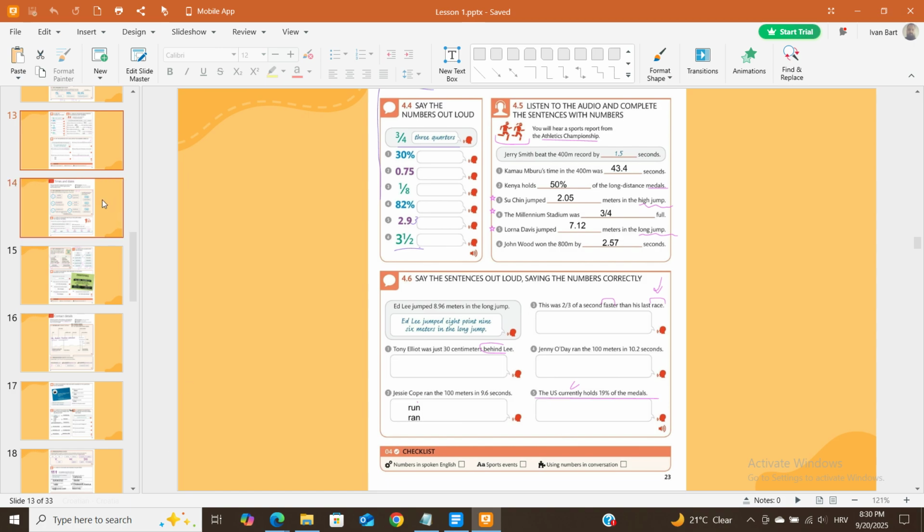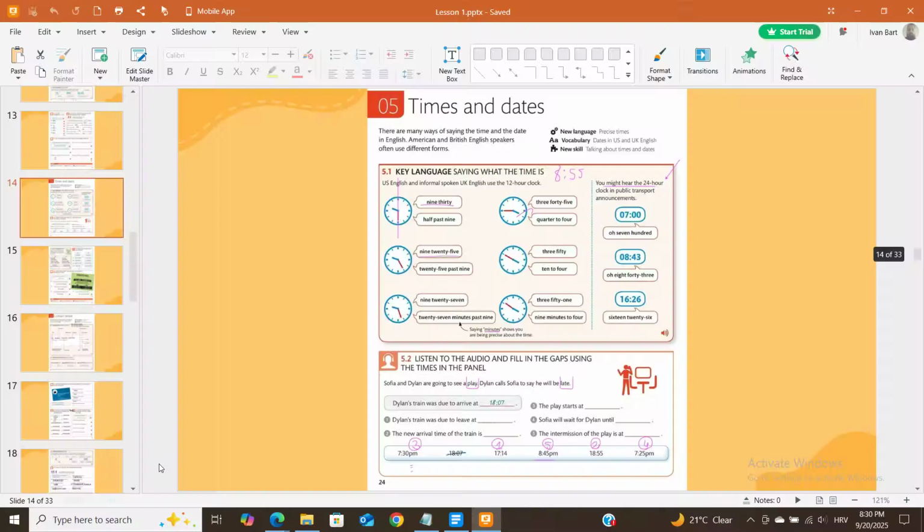There are many ways of saying the time and the date in English. American and British English speakers often use different forms. 5.1 Key language: saying what the time is. US English and informal spoken UK English use the 12-hour clock. 9:30. New language: precise times.